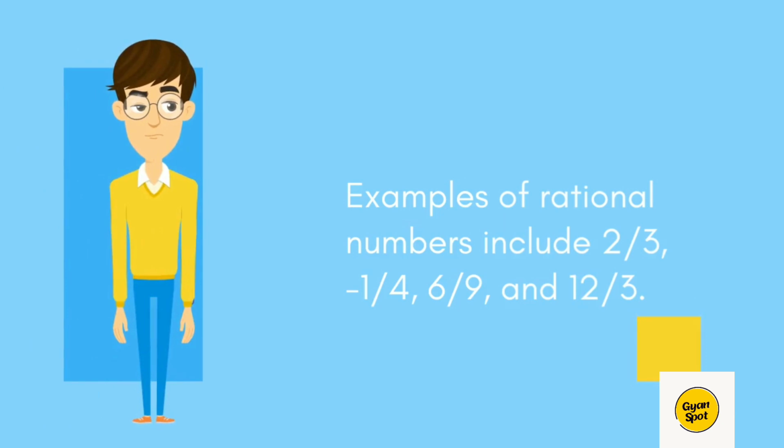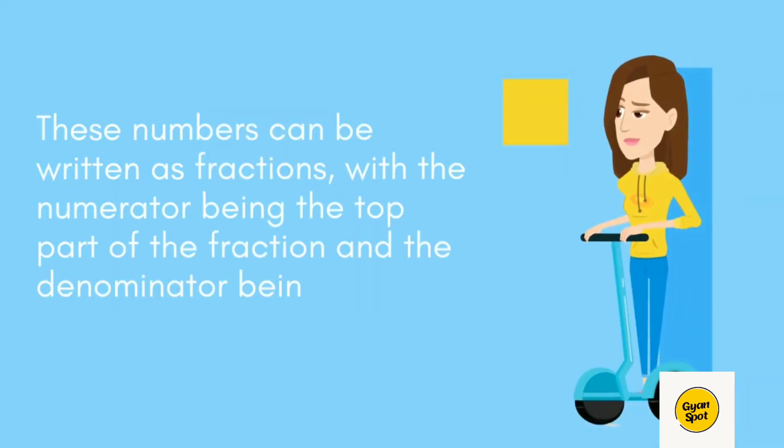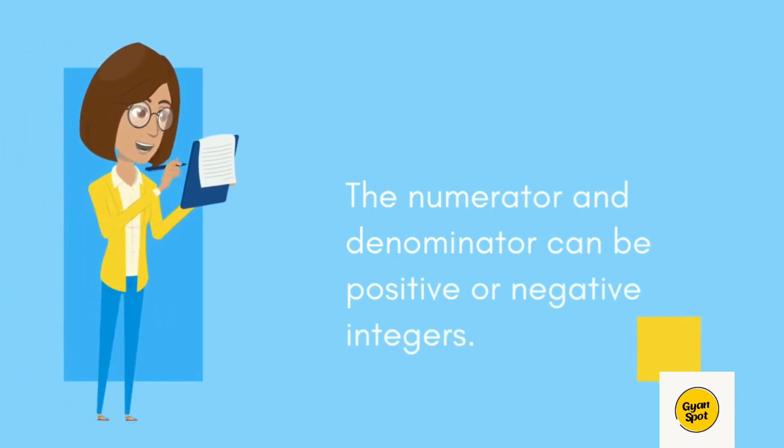Examples of rational numbers include 2/3, -1/4, 6/9, and 12/3. These numbers can be written as fractions, with the numerator being the top part of the fraction and the denominator being the bottom part. The numerator and denominator can be positive or negative integers.